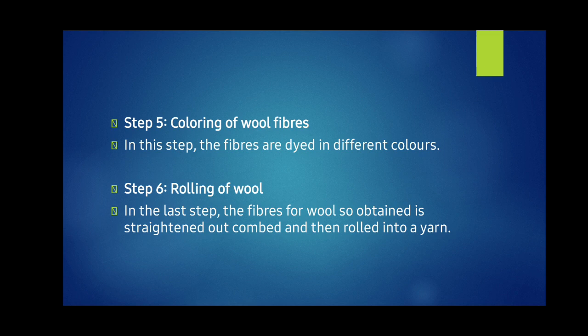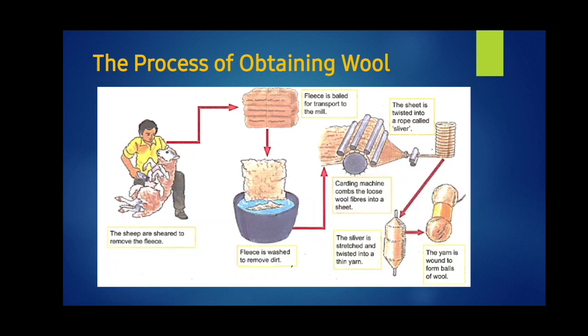So what have we done, can you remember? First we removed the hair from the sheep. Next we cleaned it. First shearing, next scouring, where we cleaned the fleece, next sorting. We separated the hair based on their textures. Next, removing of burrs, where we removed the small fibers, and then coloring of wool fibers, and last, rolling, where we rolled it into yarn.